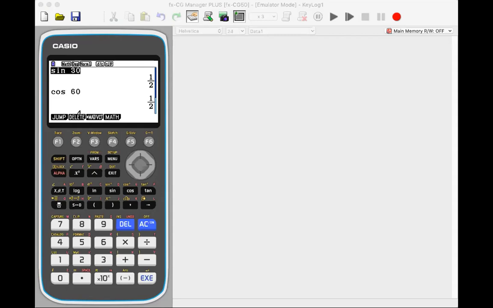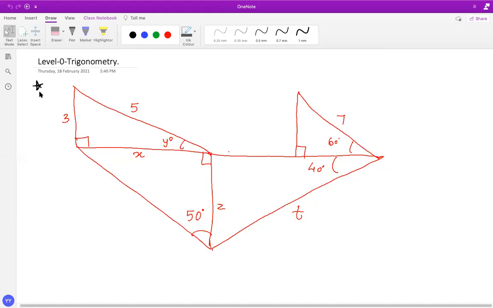Now we're going to take some more examples of how we calculate angles and ratios and so on. Here's a question in which I'm going to use the different ratios to find different lengths and angles. First, let's name the diagram: this is A, this is B, this is C and D.